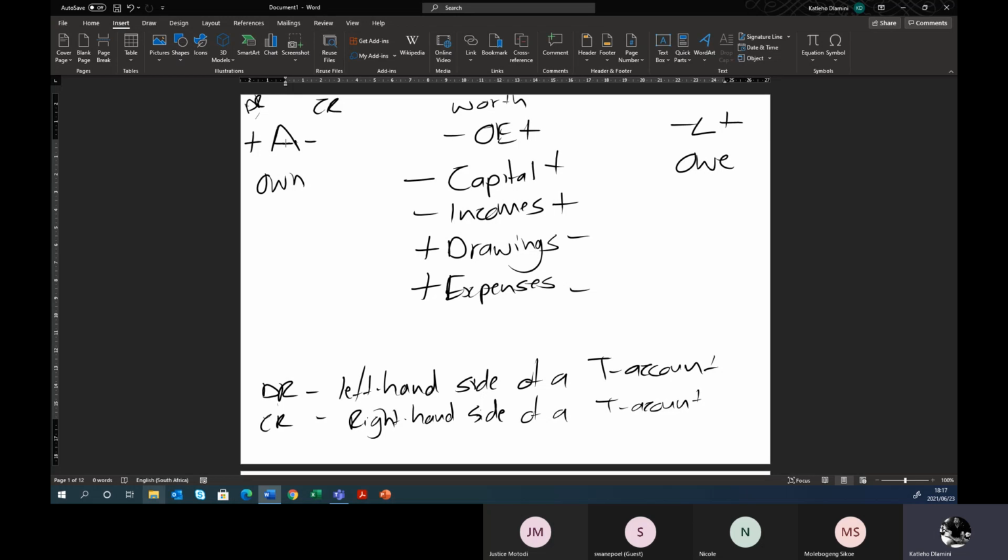So if you have 5 rand and you owe 2 rand, you actually have 3 rand, right? You are worth 3 rand, or the money that you own is 3 rand, because of that 5 rand, 2 rand belongs to somebody else that you need to pay. So that's what you're going to be looking at with the accounting equation. So this has to always balance, okay?